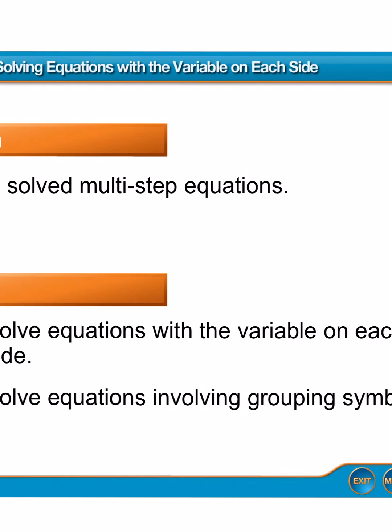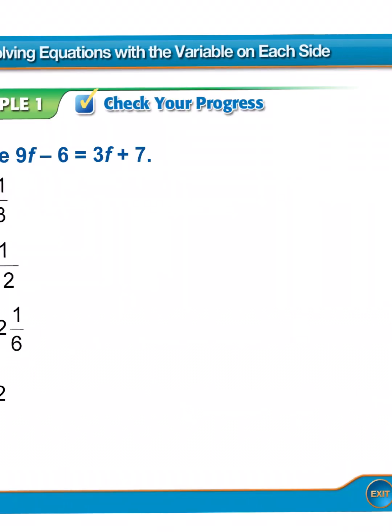Moving on to 2.4. Yesterday you solved multi-step equations with variables on one side. Okay, now we're dealing with variables on both sides. All right. So on this one, we have variable on both sides. What is our main goal when solving equations?